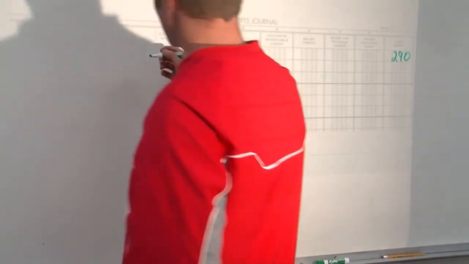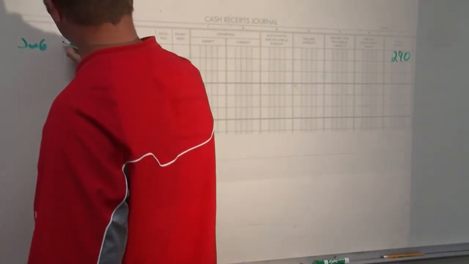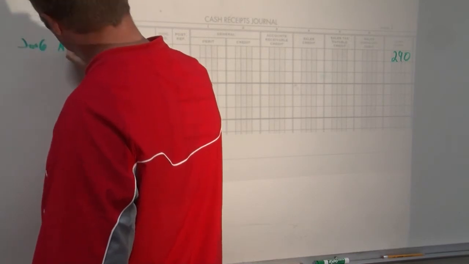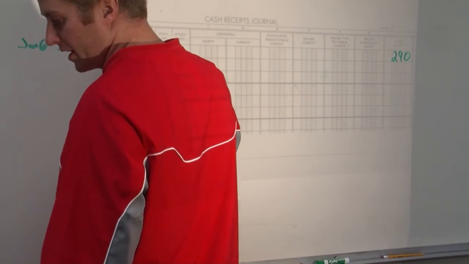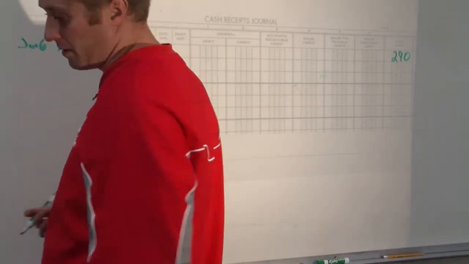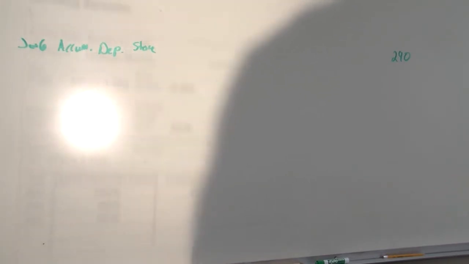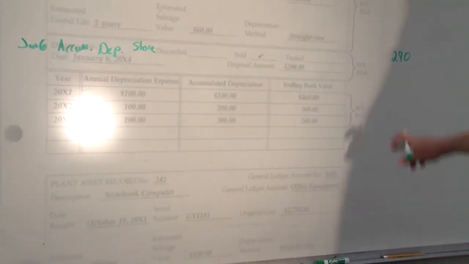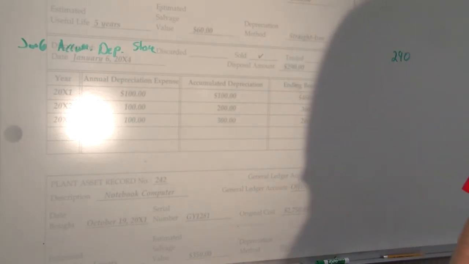So I'm going to step right here and write January 6th. I'm going to abbreviate this. Accumulated depreciation, store equipment. Well, how do you know it's store equipment? If you go back to 18.3, on here you would have written what it was. It was store equipment. That's how you would know that.